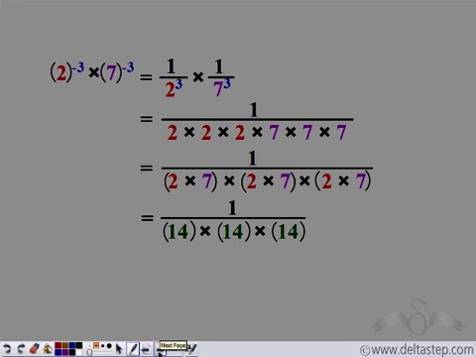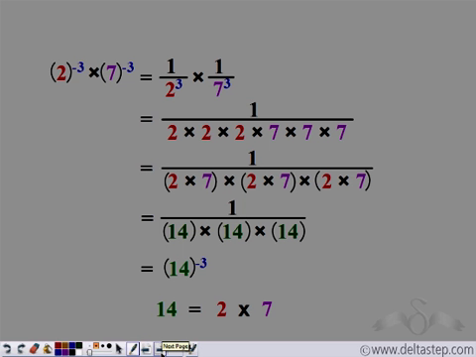This is 14 multiplied 3 times. That is 14 to the power 3. So this gives us 1 divided by 14 to the power 3. Now 1 divided by 14 to the power 3 can be written as 14 to the power negative 3. Now if you observe, this 14 is equal to 2 into 7. So we have 14 is equal to 2 into 7.